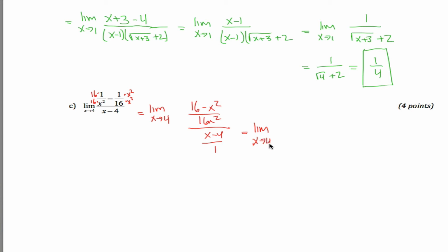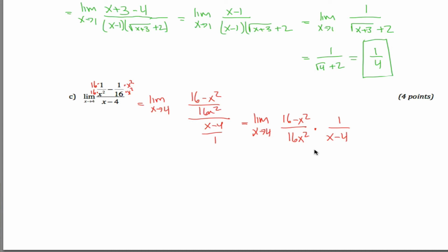I can simplify this a little bit. Instead of having a fraction divided by a fraction, I can write that as a fraction. Really, instead of using the word fraction, I should be using the word rational expression. Times, I can change this from divided by into times by multiplying by the reciprocal. Instead of x minus 4 over 1, 1 times x minus 4.